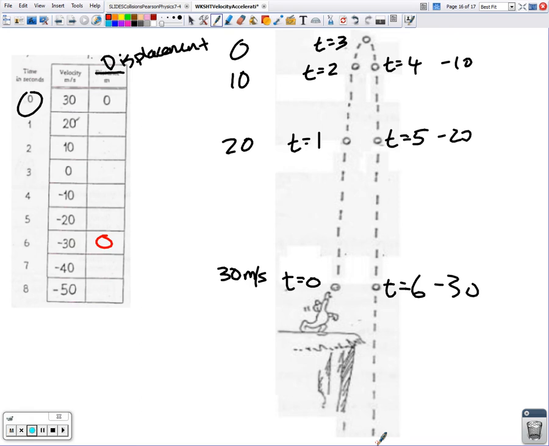You can be on the positive side of something, but traveling in the negative direction. So like at 7 seconds, when it's -40, then the displacement would become negative. I'll tell you that's the answer to that one. Okay?